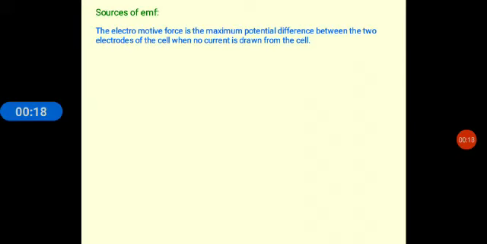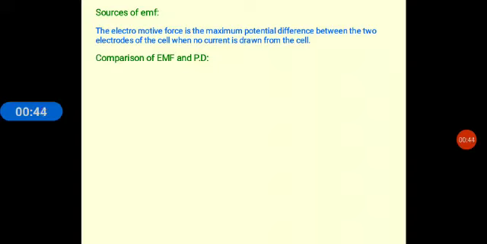Hello everyone. Today we'll see internal resistance, EMF and potential difference of the cell. Now, what is meant by electromotive force? The electromotive force is the maximum potential difference between two electrodes of the cell when no current is drawn from the cell, or it is the total work done by the cell to circulate unit positive charge throughout the circuit.